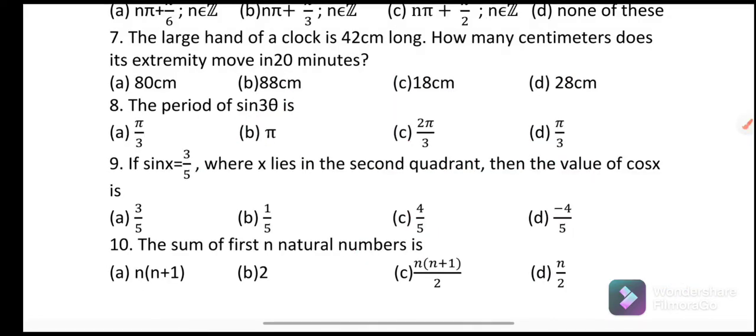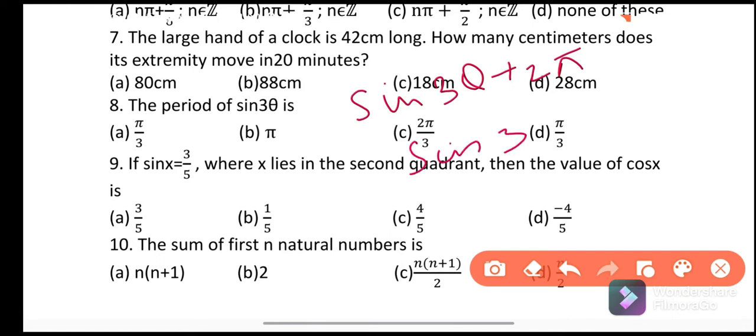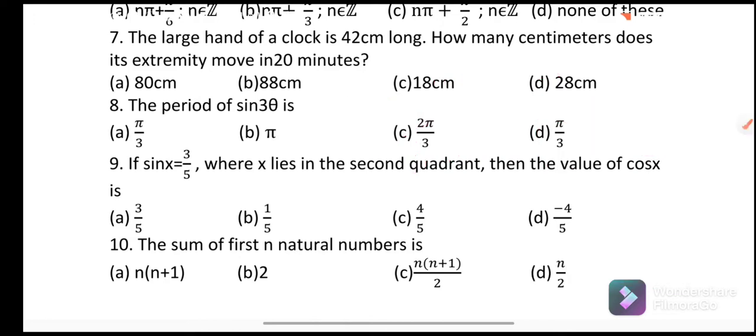Next question: the period of sin 3 theta is... Now the period of sin theta is 2 pi, and for sin 3 theta, take 3 common, sin of 3 times theta plus 2 pi by 3, that is the period of sin 3 theta is 2 pi by 3. So the answer is C option.